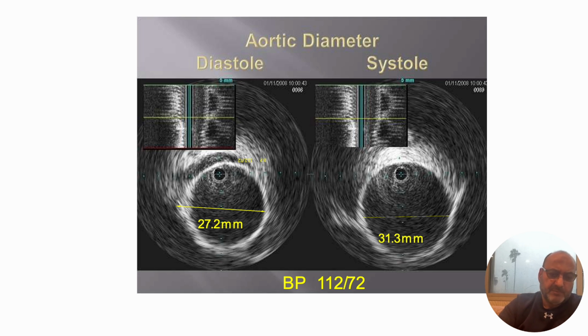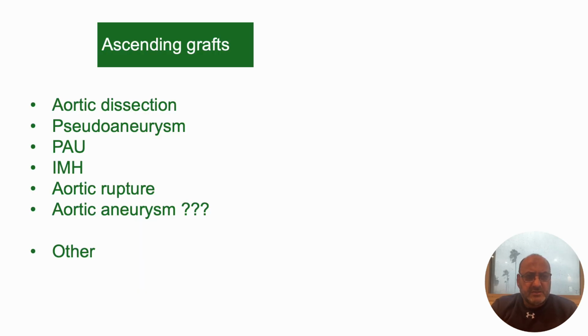In terms of indications for ascending stents: aortic dissection, pseudoaneurysms, penetrating aortic ulcer, intramural hematoma, aortic rupture, and aortic aneurysms. So let's just talk about two here. The aortic dissection can be chronic or acute. Acute is usually done in those patients who cannot tolerate an open procedure and meet certain criteria. It can be done with the percutaneous valve and without.